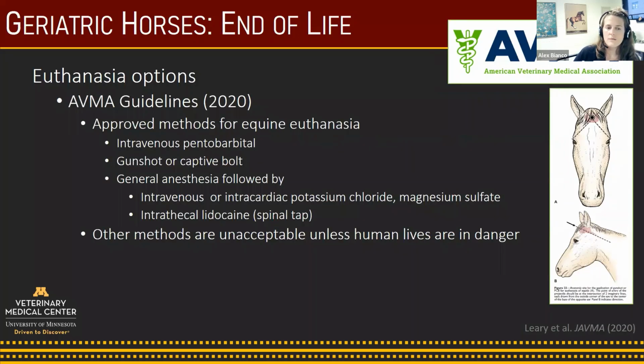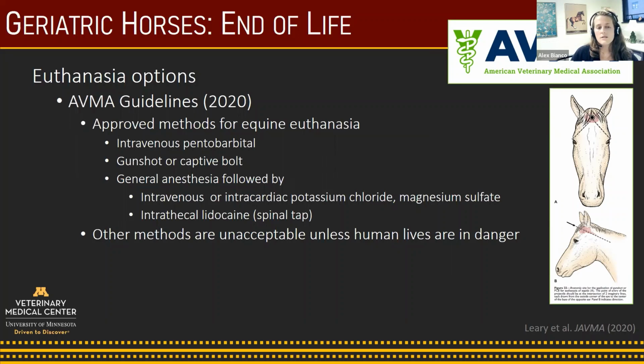The first one is IV pentobarbital. That's your euthanasia solution or anesthetic death that most horses are euthanized by. Gunshot or captive bolt, when done correctly, is another option.